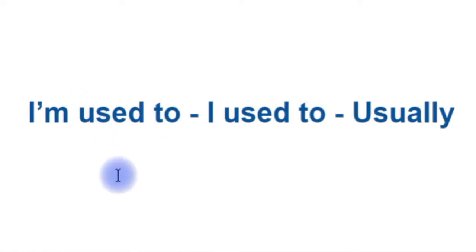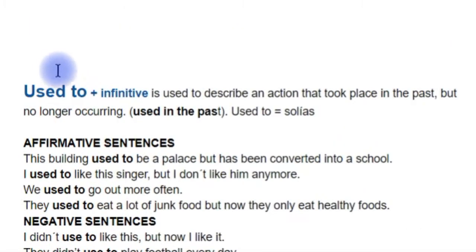Well, first of all, let's go to used to. When you say I used to, this is for the past. When we say I used to, it is solía. Yo solía, ellos solían. This is always with the infinitive. I used to, or you used to, or they used to describe an action that took place in the past, but it is no longer occurring. So it doesn't happen anymore.